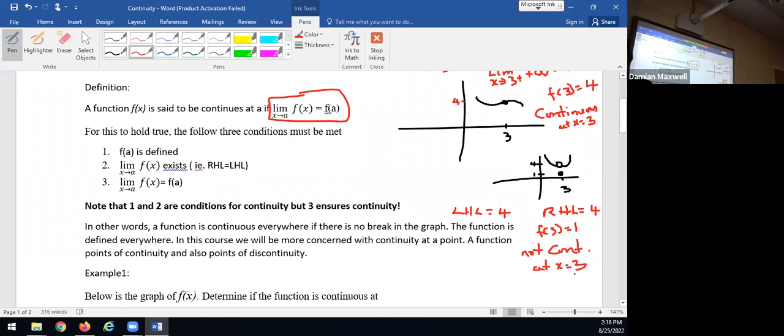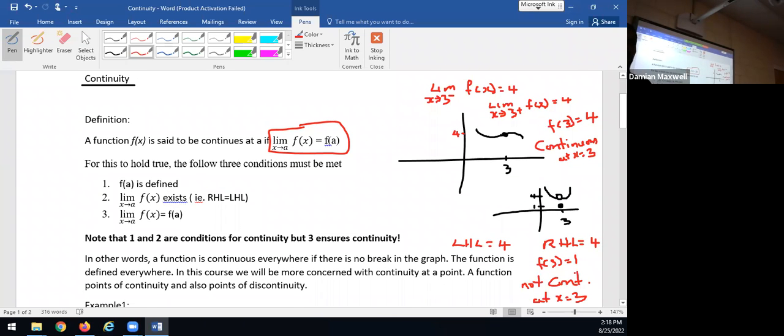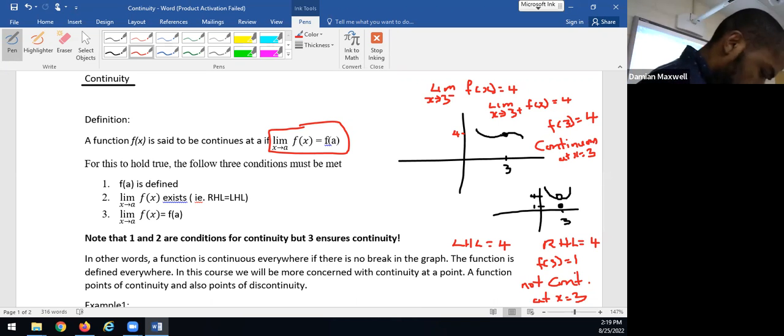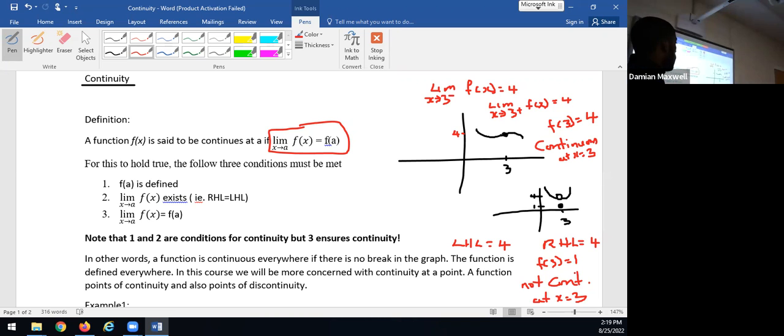But you do need to know these definitions, because sometimes when we're solving problems, we have to apply the definition to solve for some unknowns. And I'll do an example so you can see what we're talking about. All you need to remember is that for continuity, the limit value at the point must equal the function value. That ensures continuity. That's the main thing to remember.